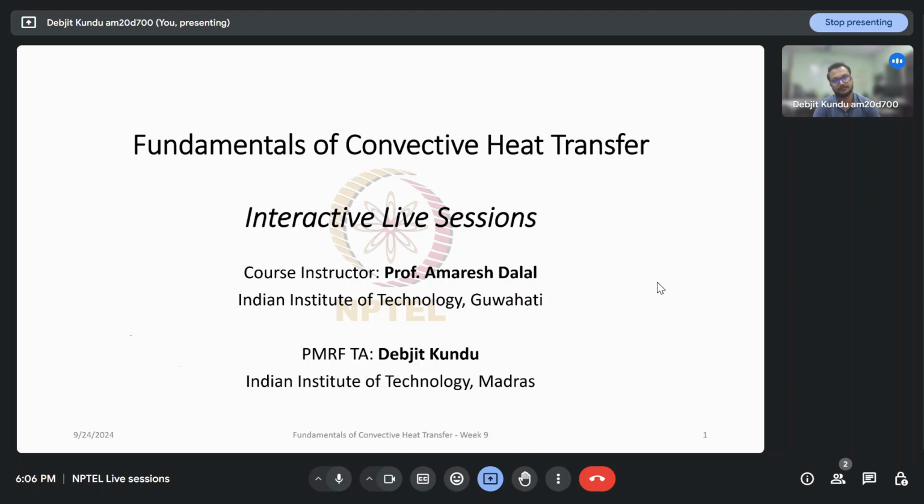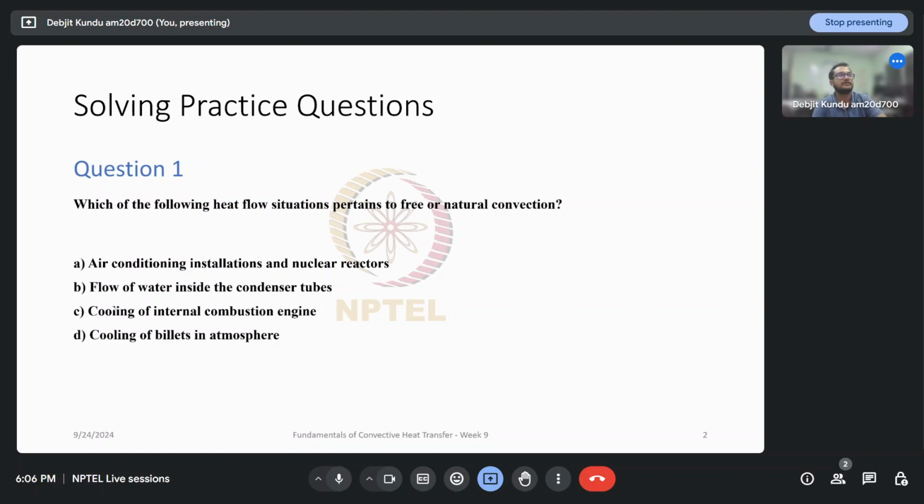Now, this week has been all about natural convection. So, question 1 is asking us which of the following heat flow situations pertains to natural or free convection. So this is our main area of interest, free or natural convection.